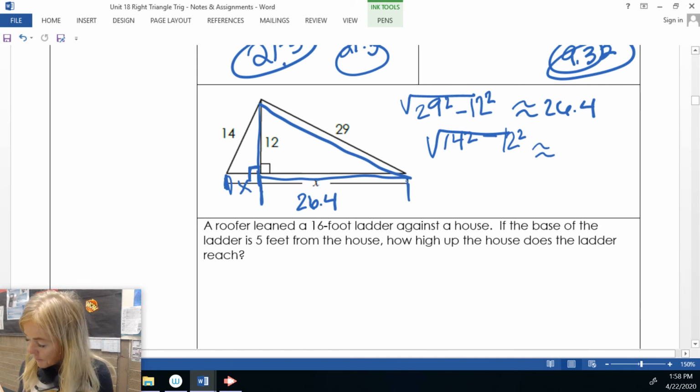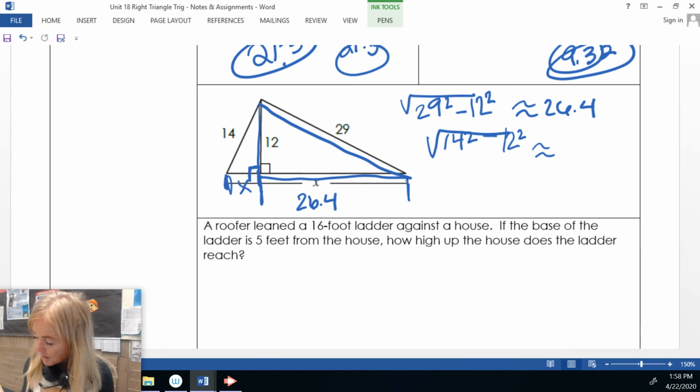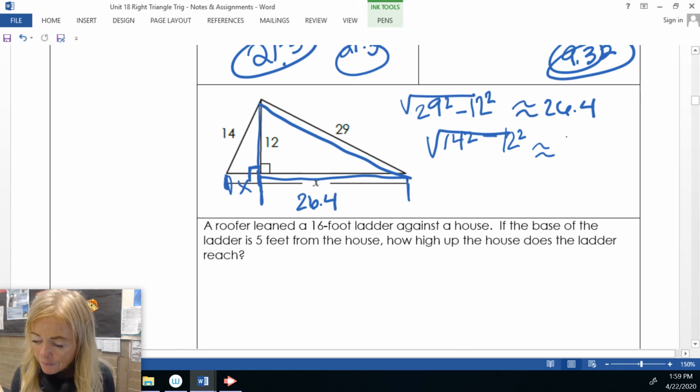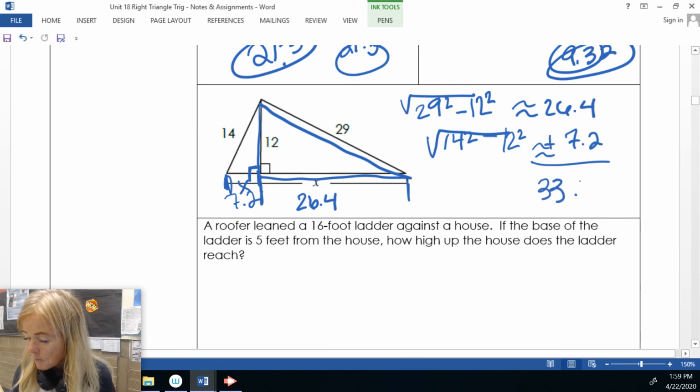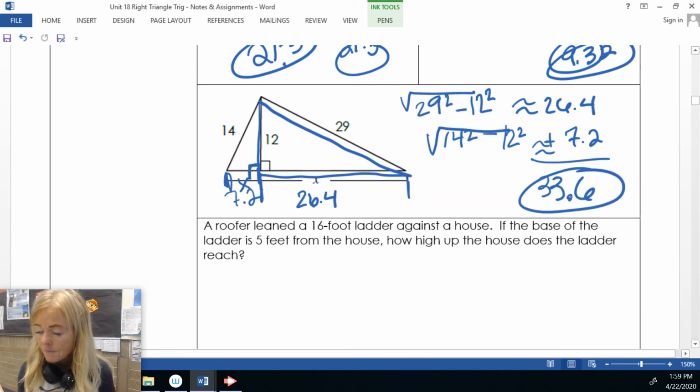Now, square root of 14 squared minus 12 squared is 7.2. All right, and if we add those together, 7.2 plus 26.4, we have the whole side, which is 33.6. All right, so that's how you do that.